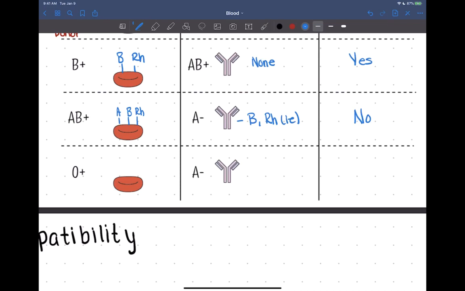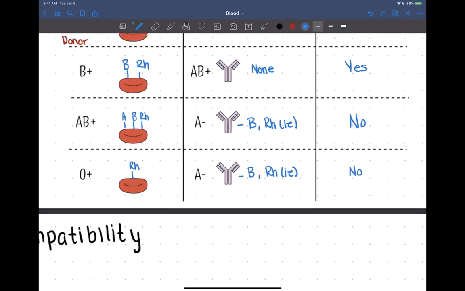All right, and our last one is just going to have an RH on it. And our recipient is going to have negative blood, so they'll have B antibodies, and they will have RH. Okay, so hopefully you said, no, this is not compatible, because you never give positive blood to a negative patient, even though, right there, this B antibody is not going to interact with any of the antigens. You never give positive blood to a negative patient. Okay, good. So that's transfusions.